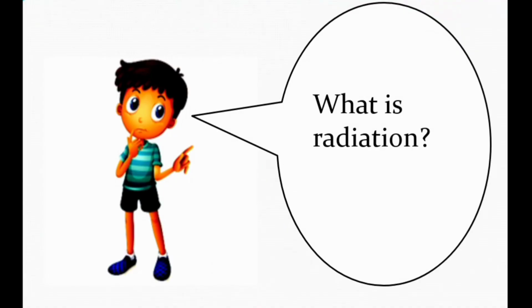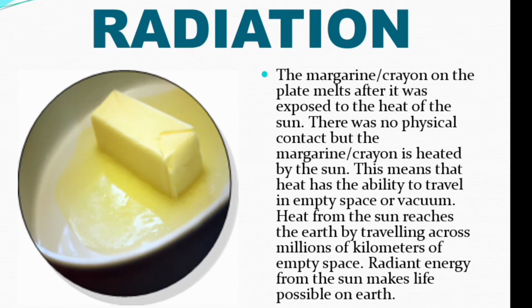What is radiation? The margarine or crayon on the plate melts after it was exposed to the heat of the sun. There was no physical contact, but the margarine or crayon is heated by the sun. This means that the heat has the ability to travel in empty space or vacuum. Heat from the sun reaches the earth by traveling across millions of kilometers of empty space.